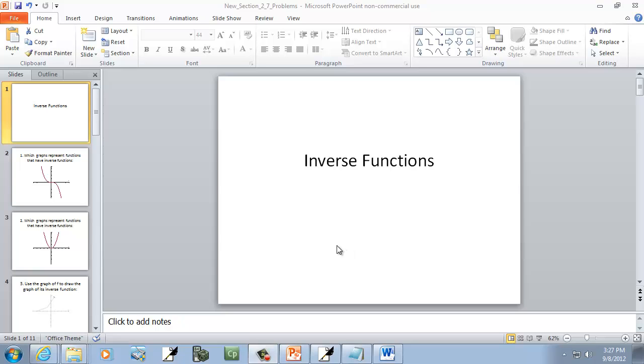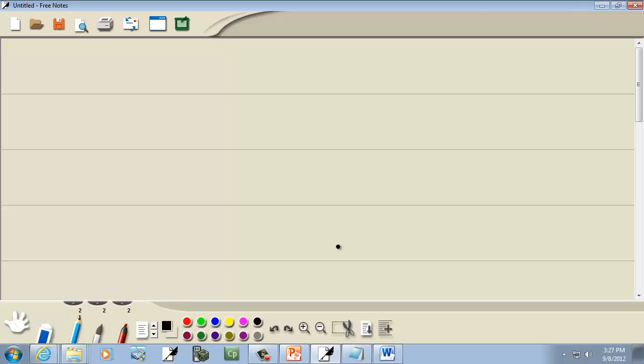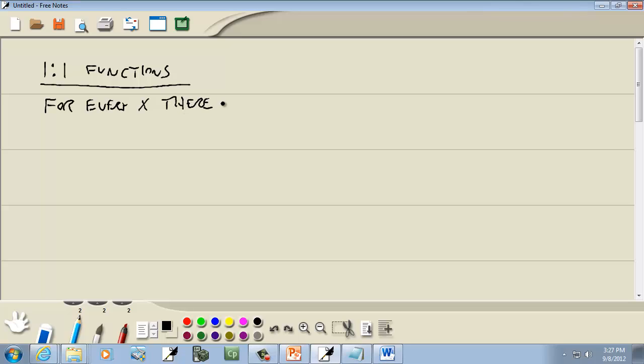Take a look at inverse functions. Go to my tablet here. Before we get to inverses, let's talk about one-to-one functions. For something to be a one-to-one function, our definition is for every x, there's only one y. And for every y, there's only one x.